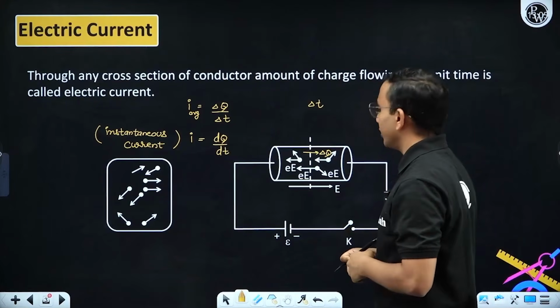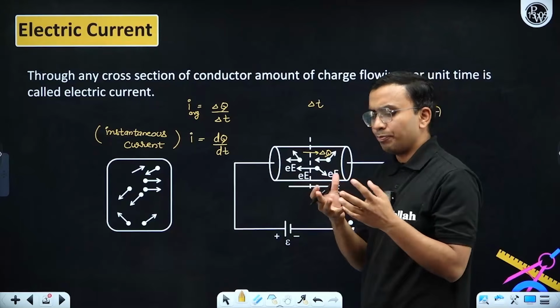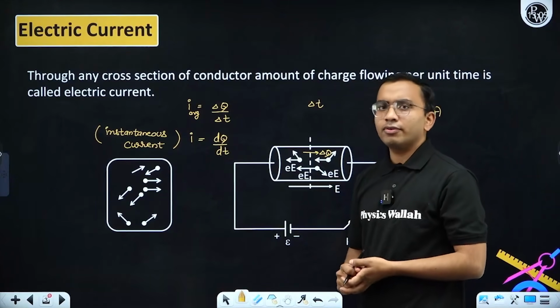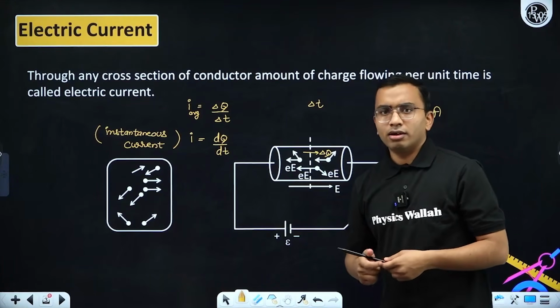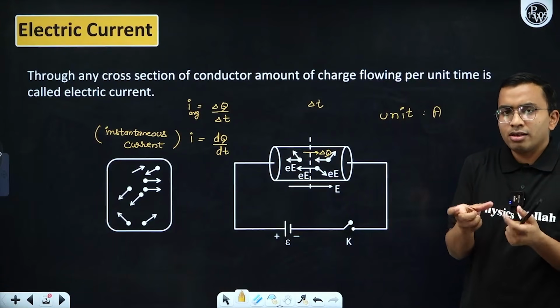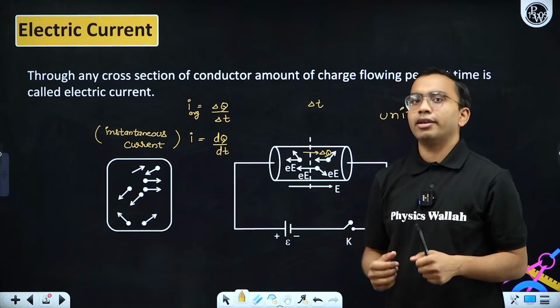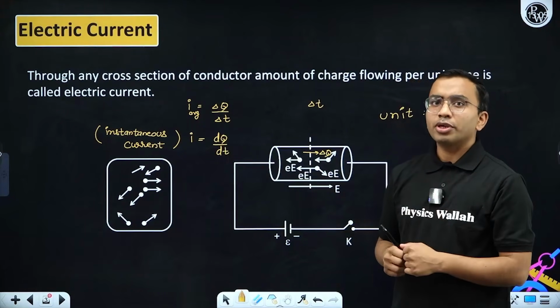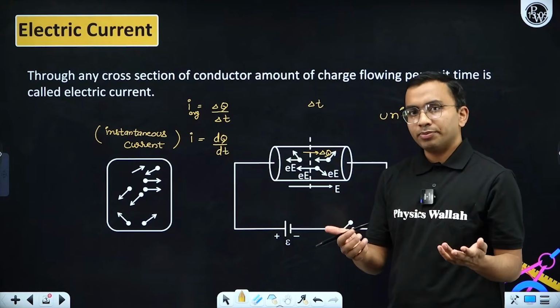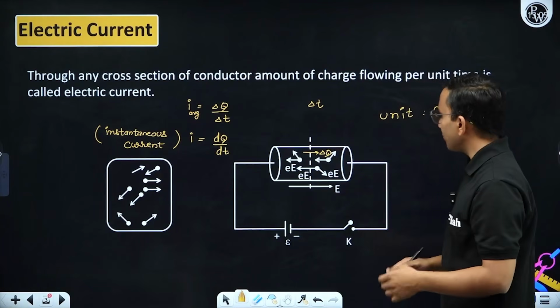Generally for small appliances, let us take that we have a cell and a small bulb is connected with the cell. How much current is there in the wire? That current will be in milliampere. Like that.